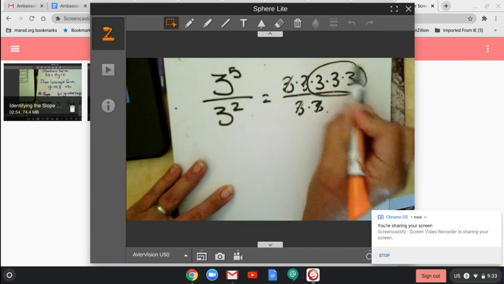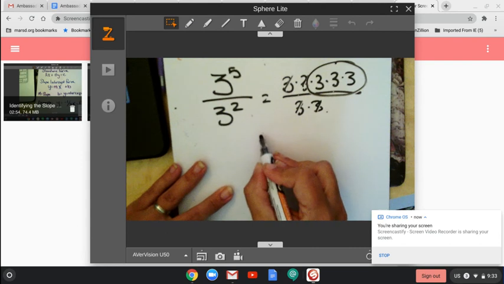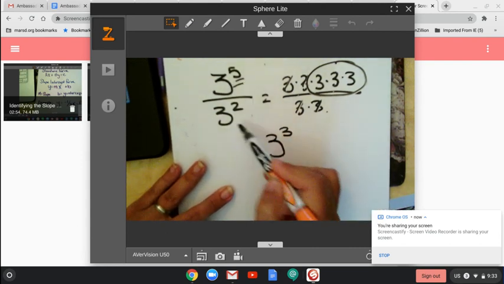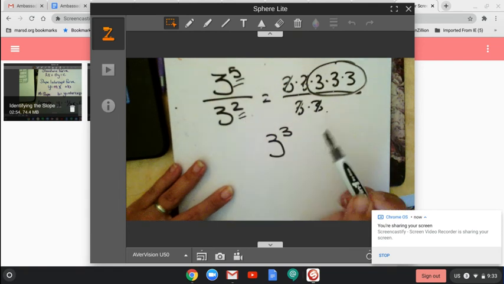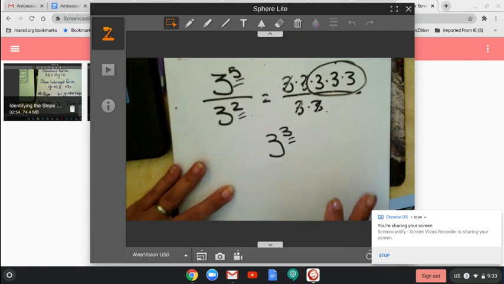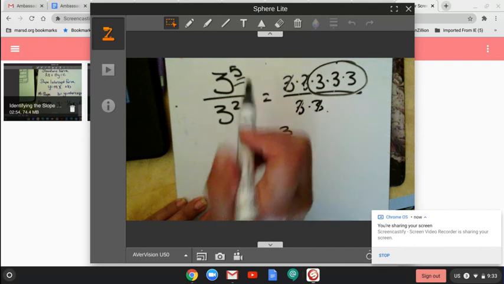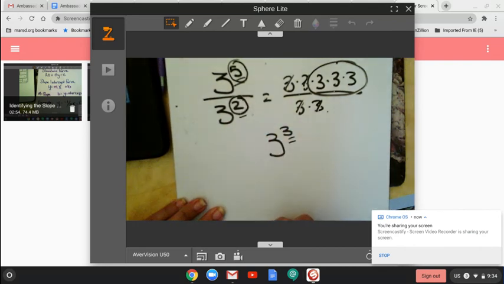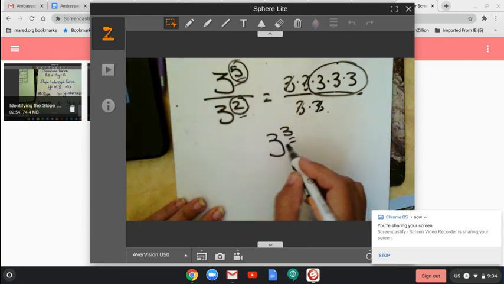And what we're left with is 3 times 3 times 3, which we can write as a shortcut 3 to the 3rd. So 3 to the 5th divided by 3 to the 2nd is 3 to the 3rd. A shortcut you can use is just subtract your exponents. Okay, so I'm just going to do 5 minus 2 is 3.